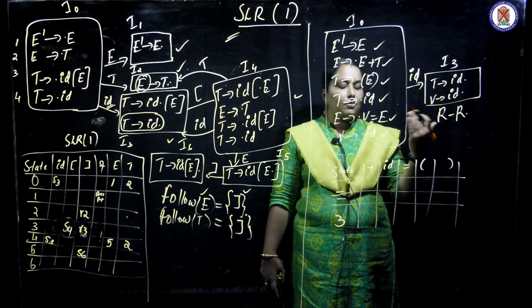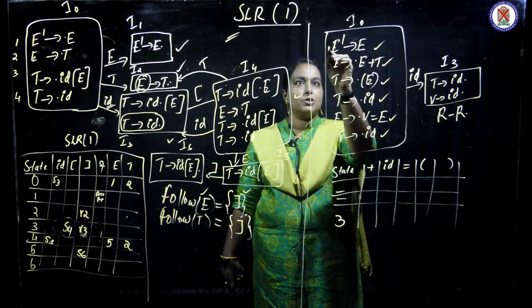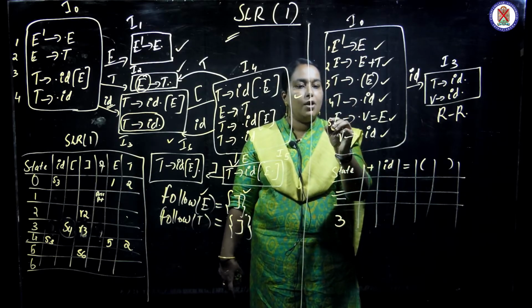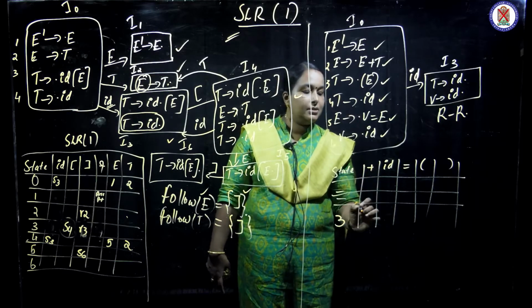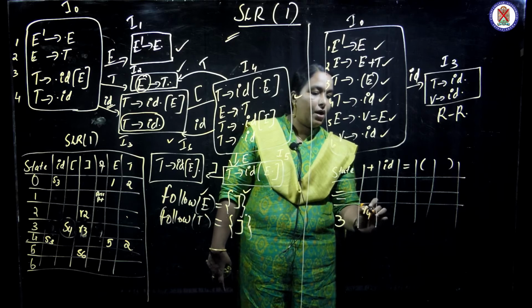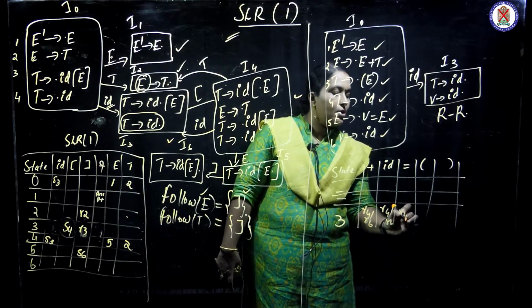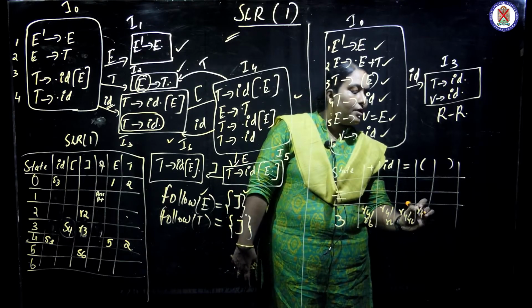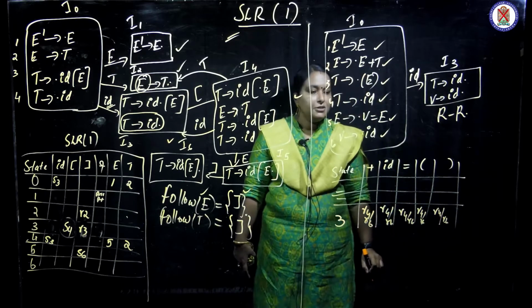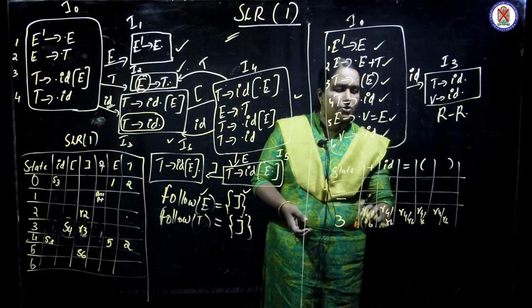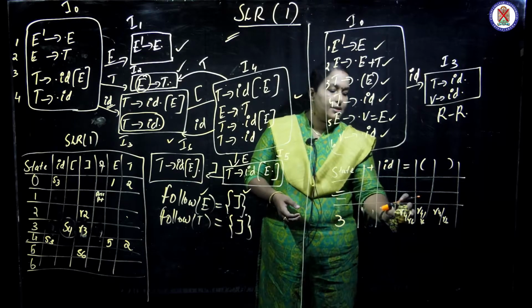When you work for the LR0 grammar, it will be like this. Here the productions are 1 2 3 4 5 6, isn't it? So in state 3 it will be reducing for R4 and R6, here also R4 and R6, here also R4 and R6. But when we look into the SLR grammar, this is not the case, isn't it?